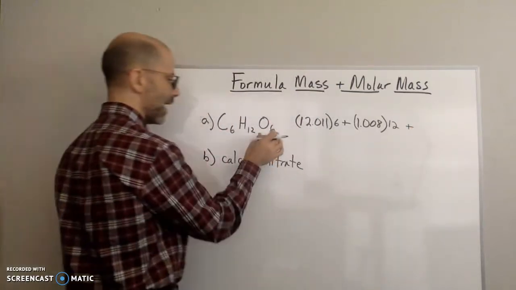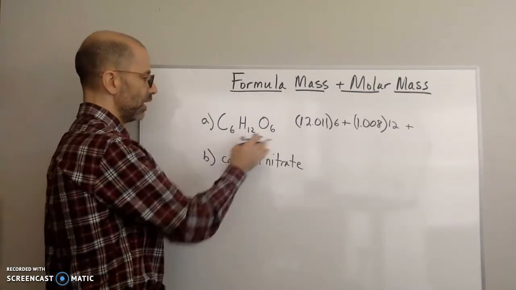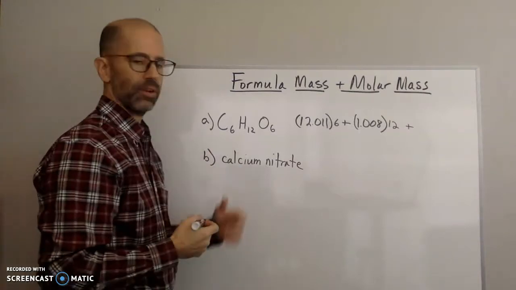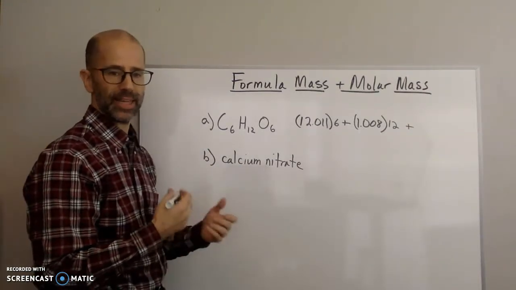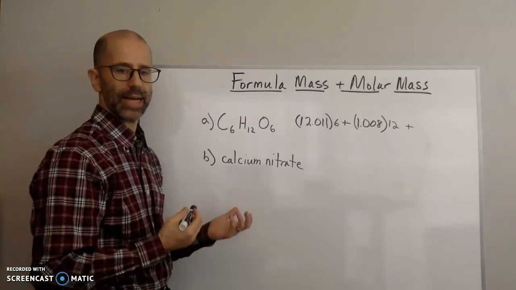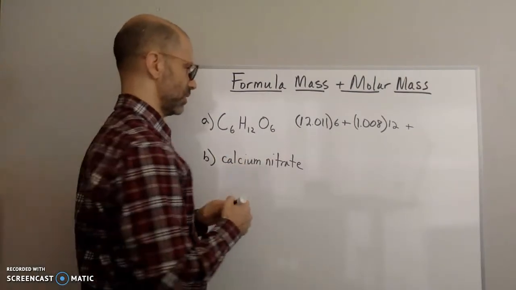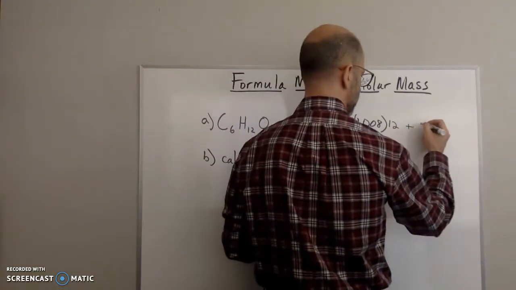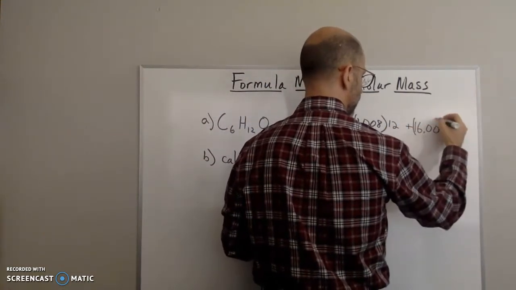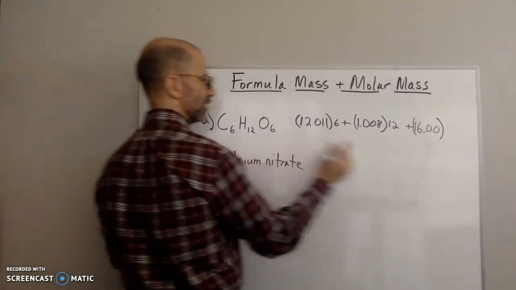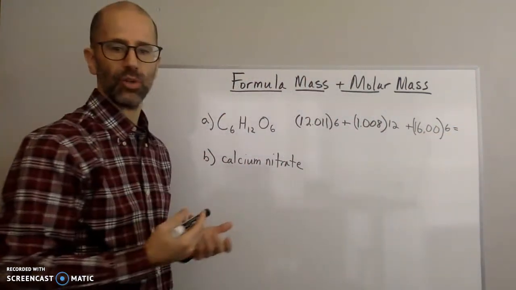And then I'm going to add the oxygens. So I have 6 oxygens. I look up on my periodic table. It's going to be pretty close to 16. Some tables have 15.9994 or 99, however you want to do it, or 16. I'm just going to say 16.00. And then since I have 6 oxygens, I'm going to multiply that by 6. And then I get the total.